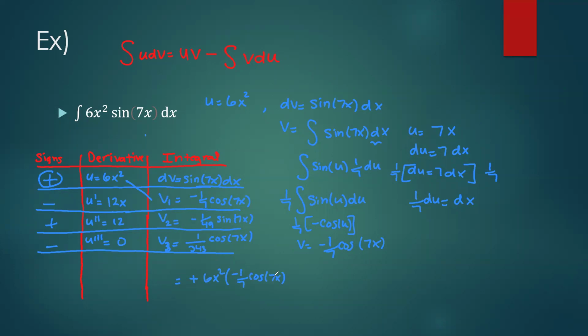And then the second term is going to be negative. If you want, you can put a bracket because you eventually have to distribute this negative. And then it's going to be u prime times v2. So it's like going diagonally. So it's 12x times negative 1 over 49 sin of 7x. And then keep on going. The next term will be positive, and then it's going to be 12, and then go diagonally times v3.